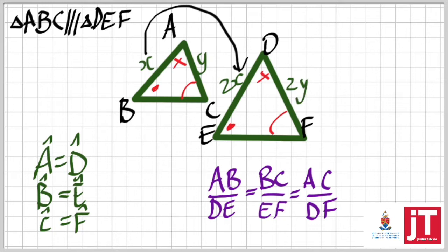But what if this one was like 4z? Well, then this side would be 2z because it has to be a half. So there's a constant ratio that exists. Now, we're not going to spend much time again on it in grade 9, but grade 12, oh, it's going to come back big time. So let's look at an example.